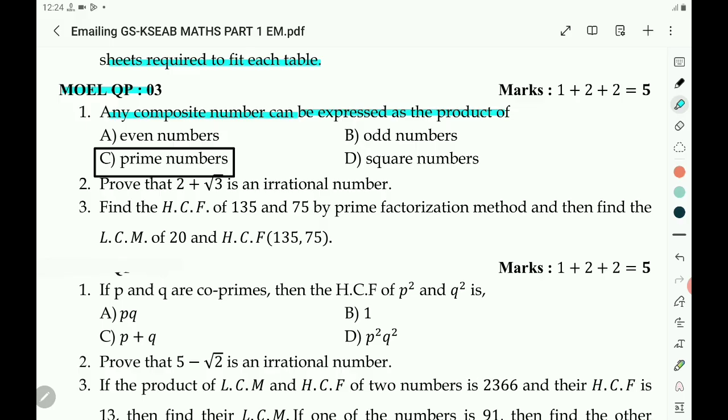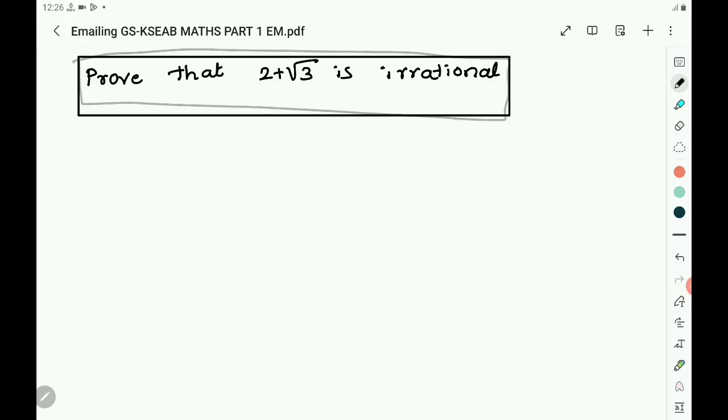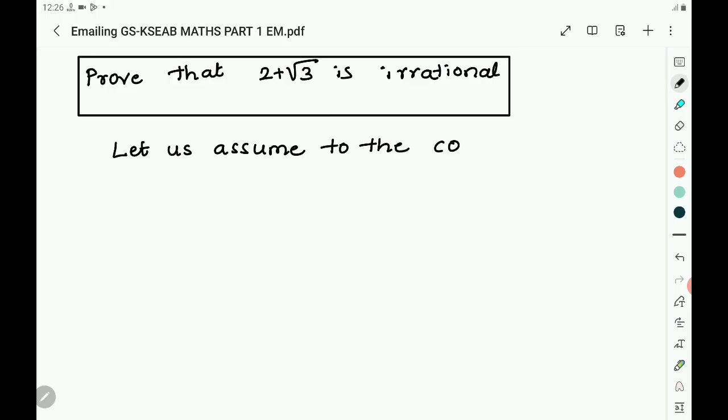Second question. Prove that 2 plus root 3 is irrational. The question is, prove that 2 plus root 3 is irrational. So let us prove this. Let us assume to the contrary that 2 plus root 3 is rational.